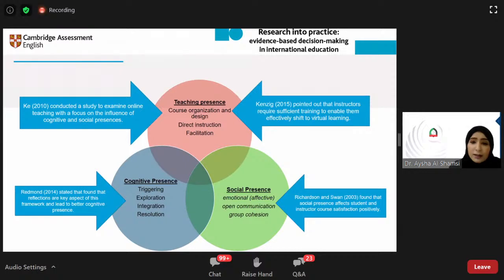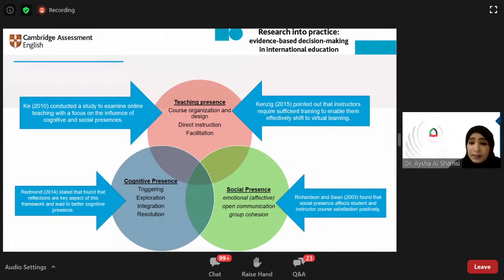Also, the social dimension highlights the importance of communication that develops the mutual awareness and recognition aspects. Also, the group cohesion, where the students build and sustain a sense of group commitment.